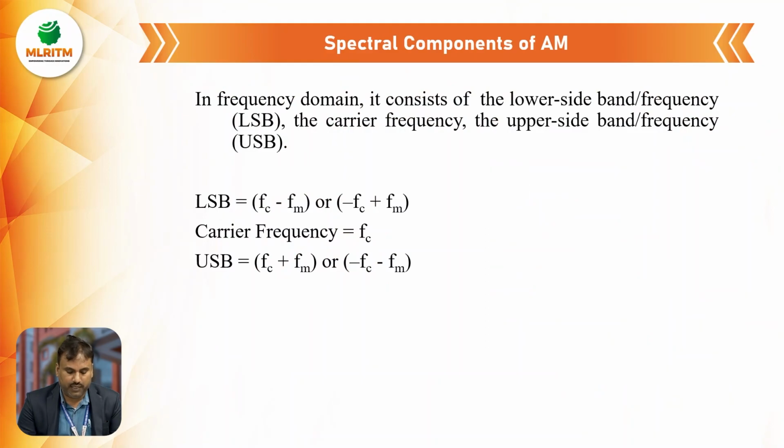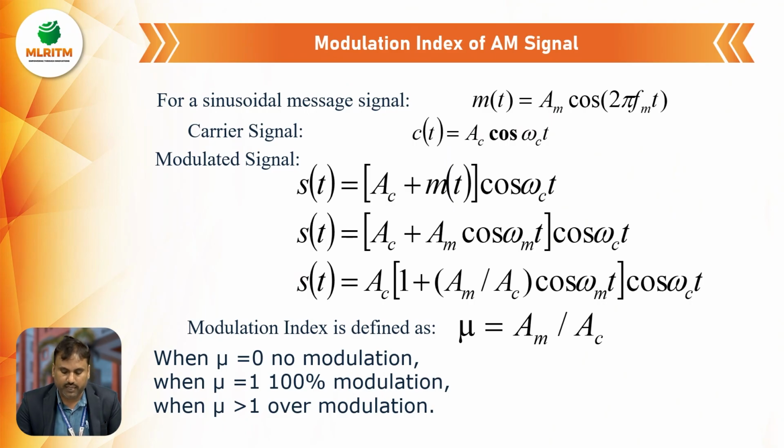You can see the LSB component is fc minus fm, and the USB component is fc plus fm. So in the frequency domain, it consists of the lower sideband, the carrier frequency, and the upper sideband: fc minus fm, fc, and fc plus fm. So a total of 3 components exist in the modulated signal. Now in this slide, we are discussing how to calculate the modulation index of the AM signal.